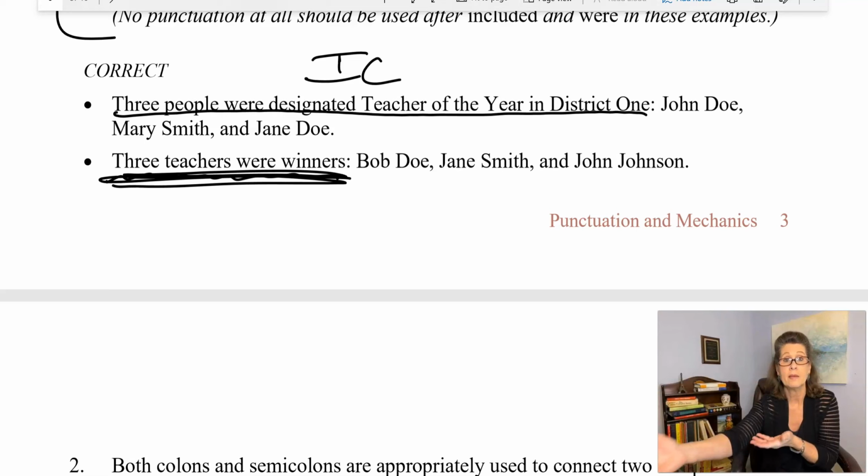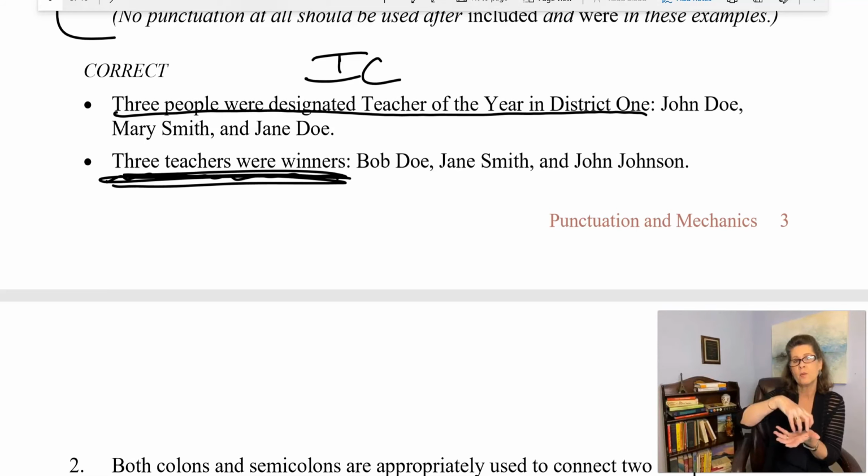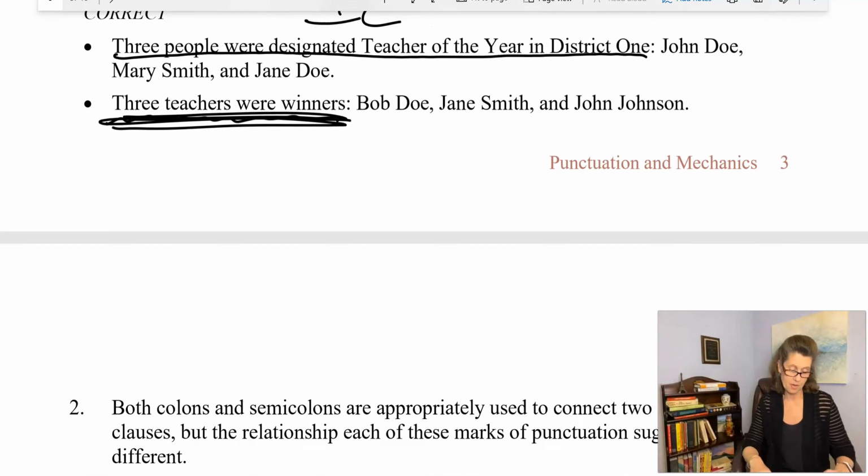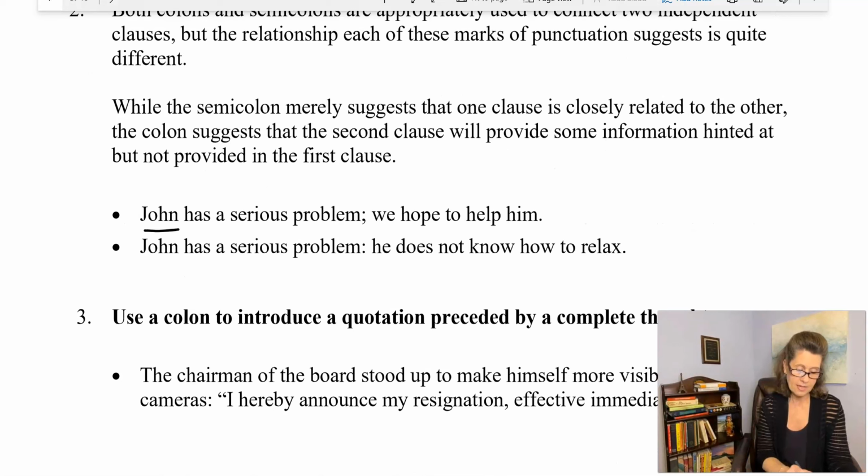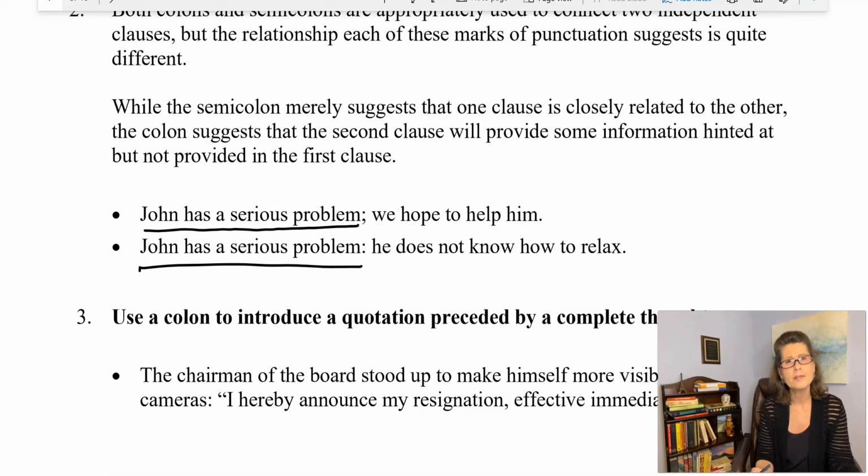So think about the colon as suggesting that. What is the sentence in front of the colon begging you to tell the world in your document? So look at these two sentences. If I say John has a serious problem, notice both of these start with John has a serious problem. What are you dying to know if I say John has a serious problem? You want to know what his problem is. Which of these two sentences tells you the problem? He does not know how to relax, right? Not we hope to help him. That is a closely related sentence, but it doesn't tell you the problem. We get to the end of this sentence and we still don't know what the problem is.